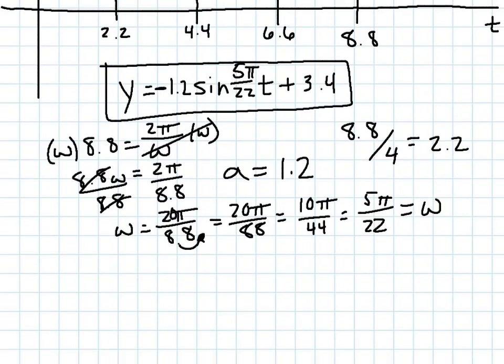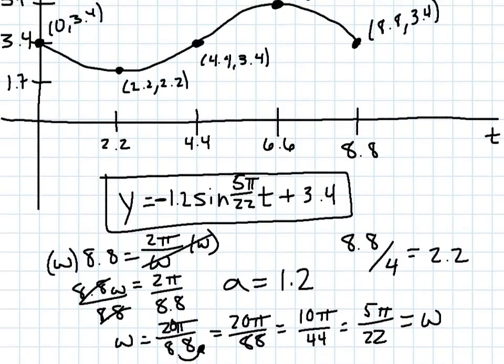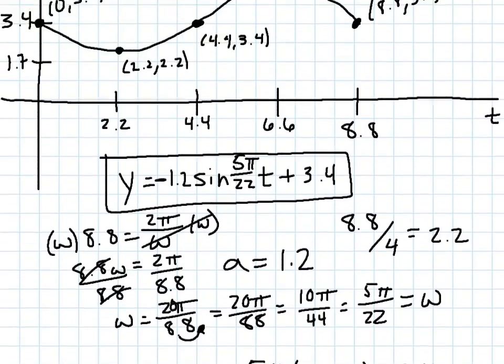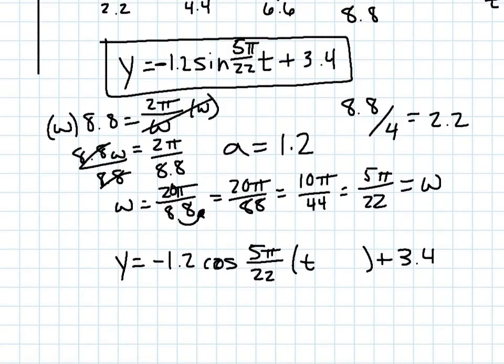Now if you wanted to use cosine, cosine would have the same magnitude. It would have the same omega value, or k value. It would also have the same vertical translation. The only difference would be the phase shift, because you're not going to start cosine at that 0, 3.4, you'd have to start at a different one. So because you're starting at a negative one, you would go to the 2.2 point. That would be on the negative side of cosine. So that would just mean our phase shift would be a minus 2.2 to the right.